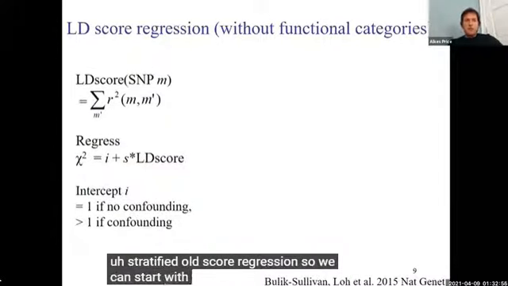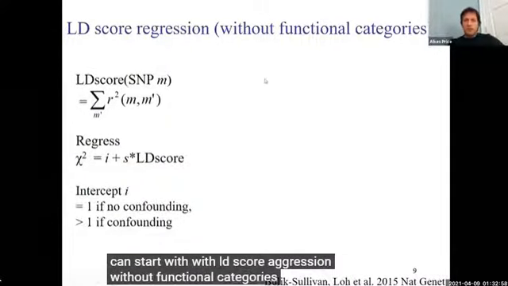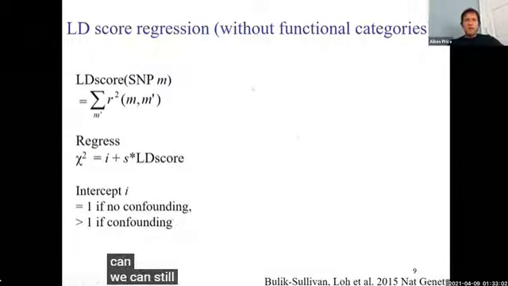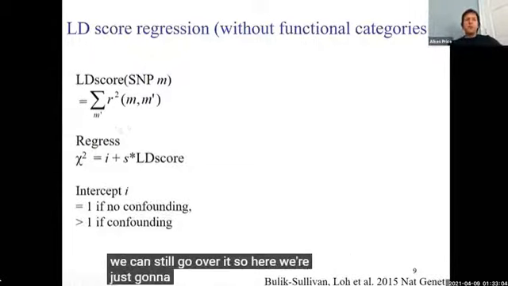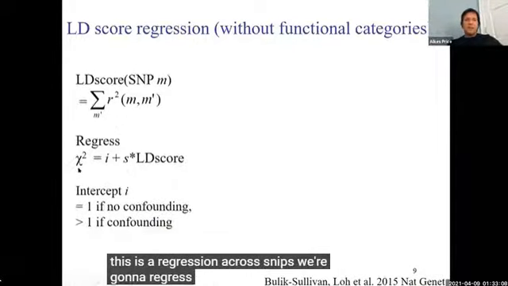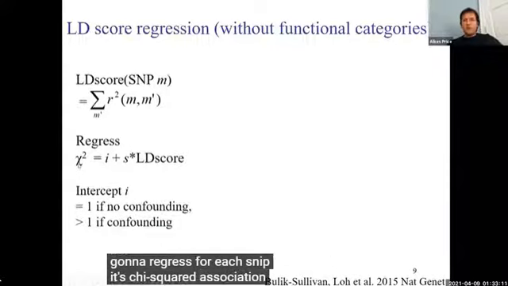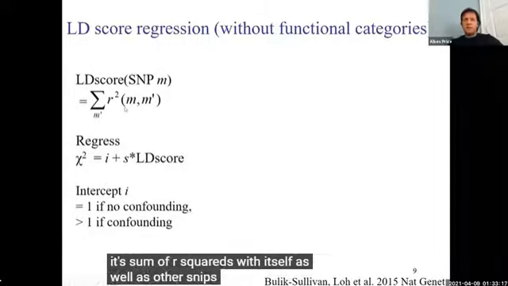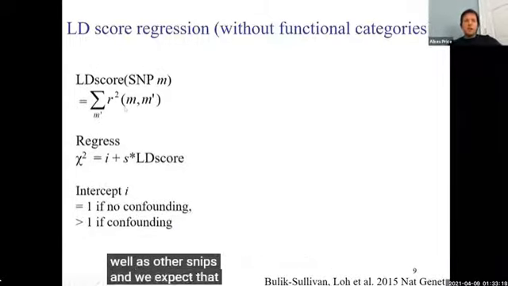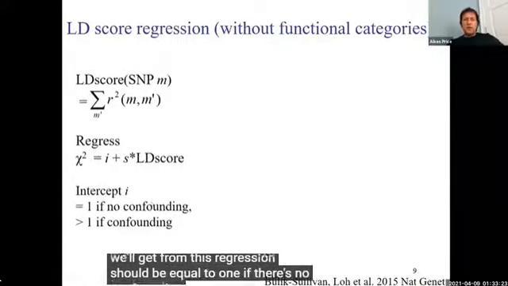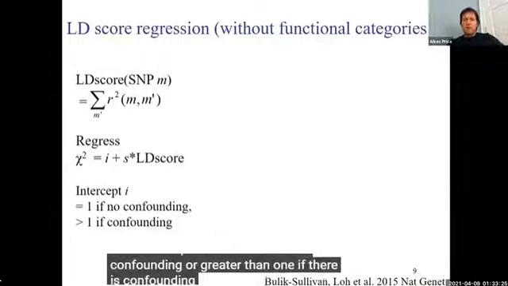So we can start with LD score regression without functional categories, and it looked like from Manolis's outline he might have already gone over it, but we can still go over it. Here we're going to regress for each SNP, this is a regression across SNPs, its chi-squared association statistic on that SNP's LD score. That is to say, its sum of R-squareds with itself as well as other SNPs. And we expect that the intercept we get from this regression should be equal to 1 if there's no confounding, or greater than 1 if there is confounding.